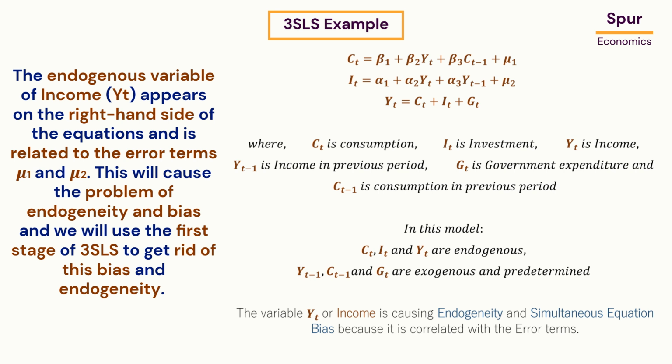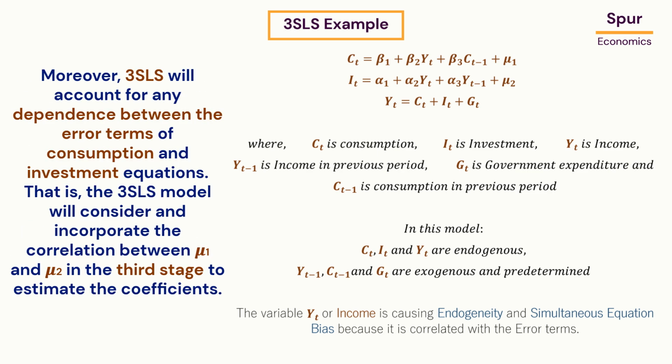This will cause the problem of endogeneity and bias, and we will use the first stage of 3SLS to get rid of this bias and endogeneity. Moreover, 3SLS will account for any dependence between the error terms of consumption and investment equations. That is, the 3SLS model will consider and incorporate the correlation between mu1 and mu2 in the third stage to estimate the coefficients.